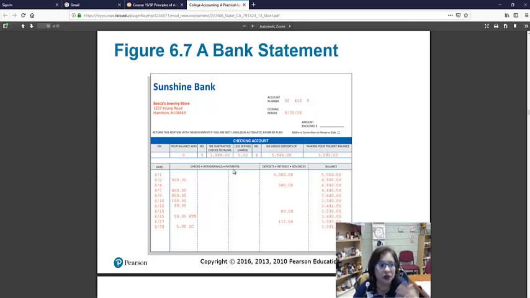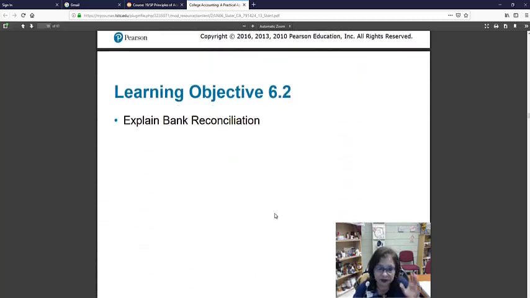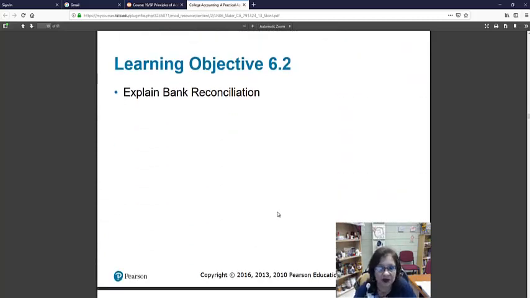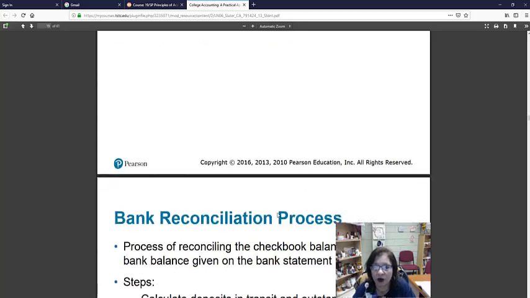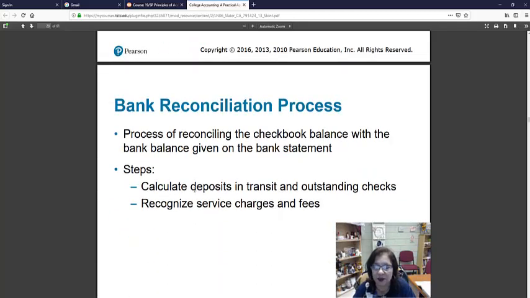So now what you're supposed to do is reconcile any checks that have not gone through to come to a correct balance, okay? So again, this is where we look at the bank reconciliation, where we're doing the process of calculating the deposits in transit, meaning the money that you deposited but hasn't been recorded by the bank, and any outstanding checks.